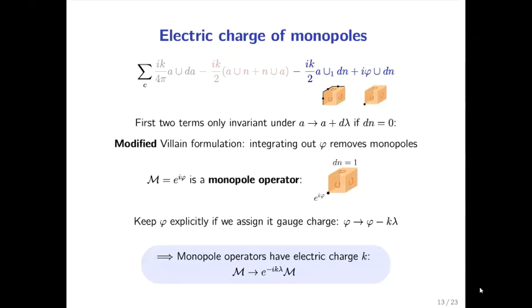Can't you say that phi shifts by lambda? Yeah, perfect. So if we integrate out phi and we get something which is gauge invariant, then equivalently we can keep it around, but assign it some gauge transformation property. And so phi shifts by charge k under gauge transformations. Okay, but also e to the i phi is just a monopole operator. So it will just change the constraint to put dn equal to 1 on the cube and 0 everywhere else. And so this already just tells us that monopole operators have electric charge k. Okay, so it's just made completely manifest in this construction.